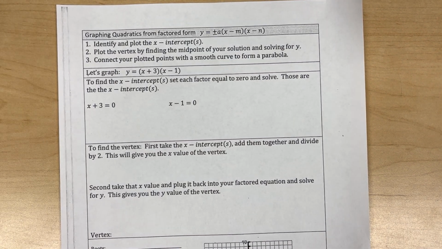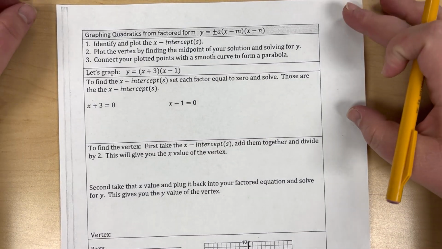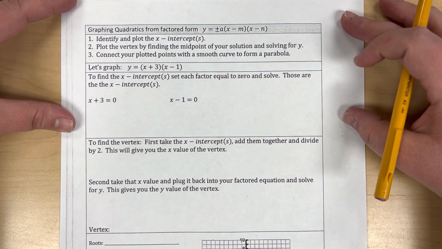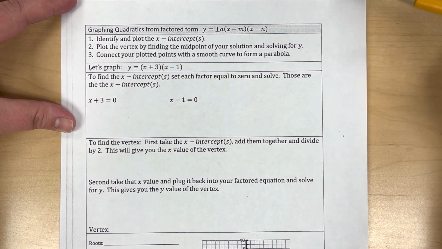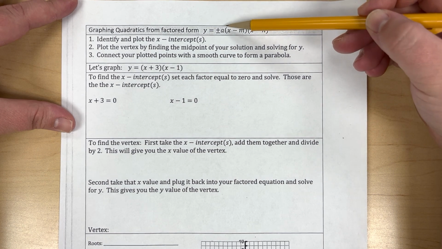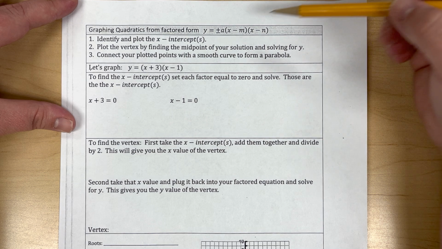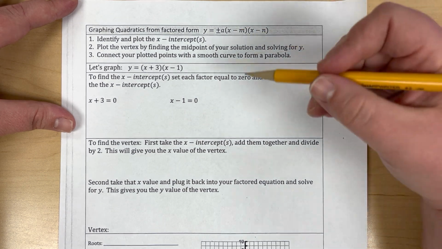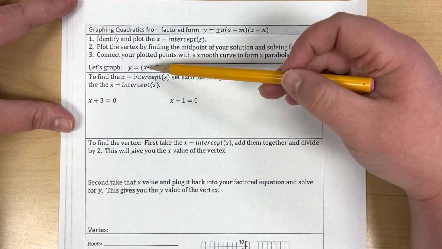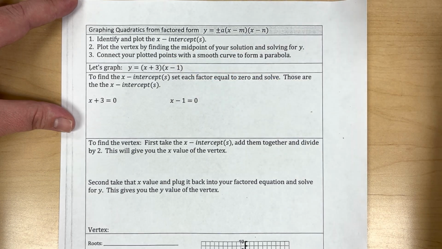Hey guys, in this video, I'm going to show you how to graph quadratics that are in factored form. So basically what that means is the quadratic has been taken and has been factored. So you typically will have two sets of parentheses with terms on the inside. So if we have this first example here, we have x plus 3 times x minus 1.